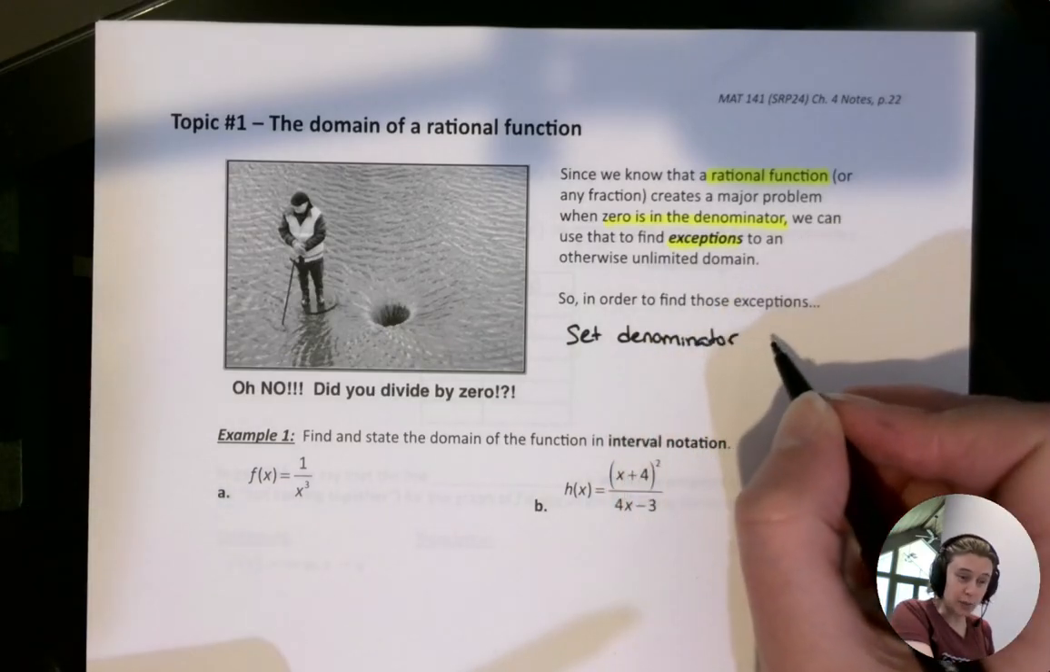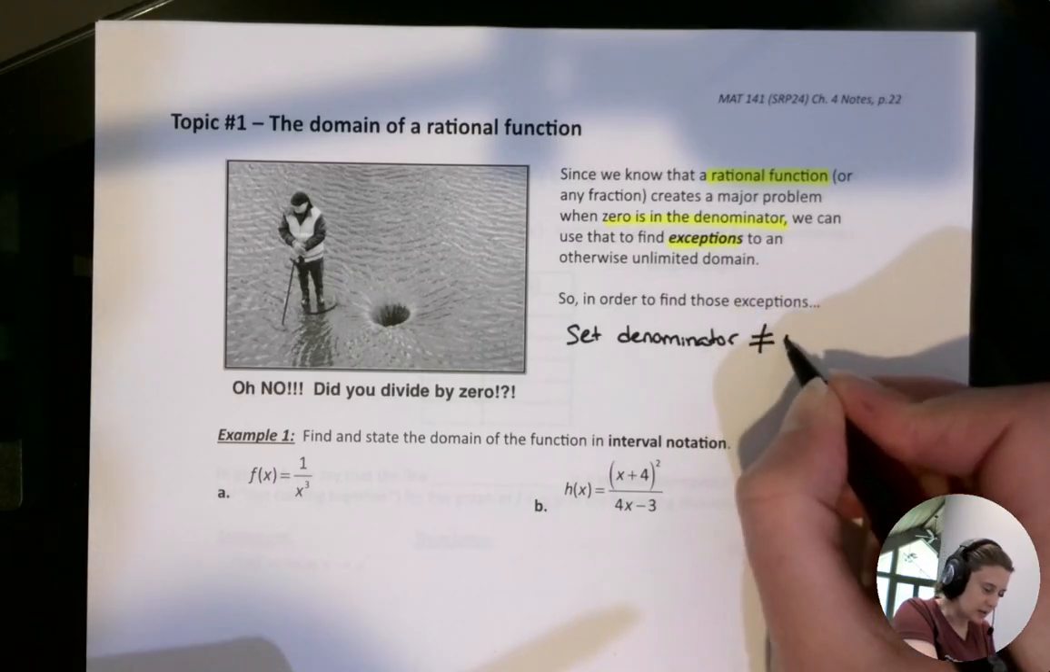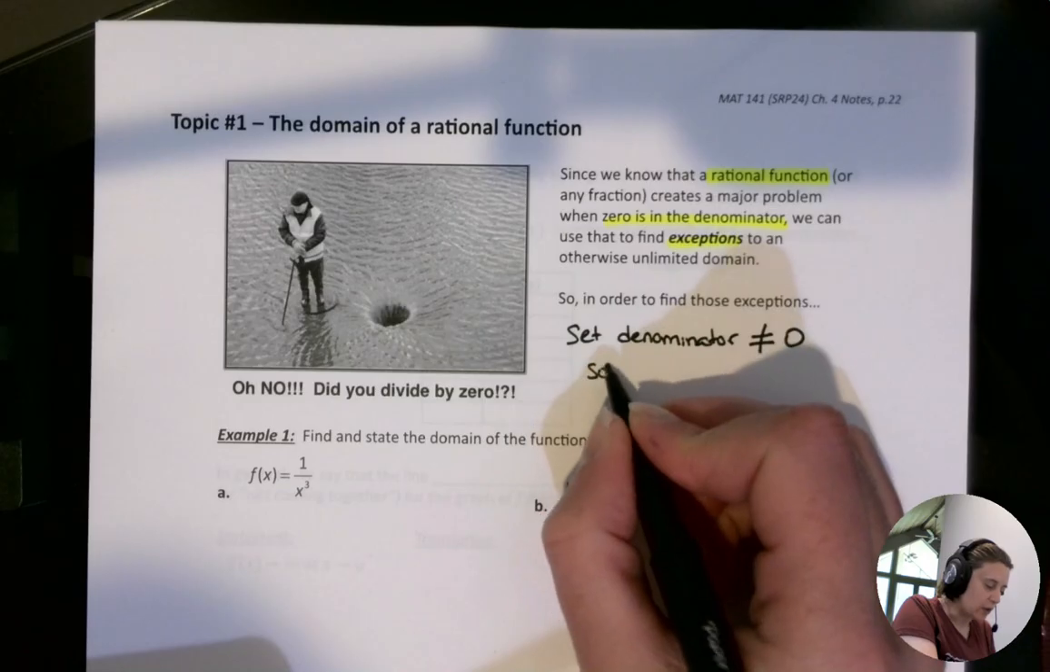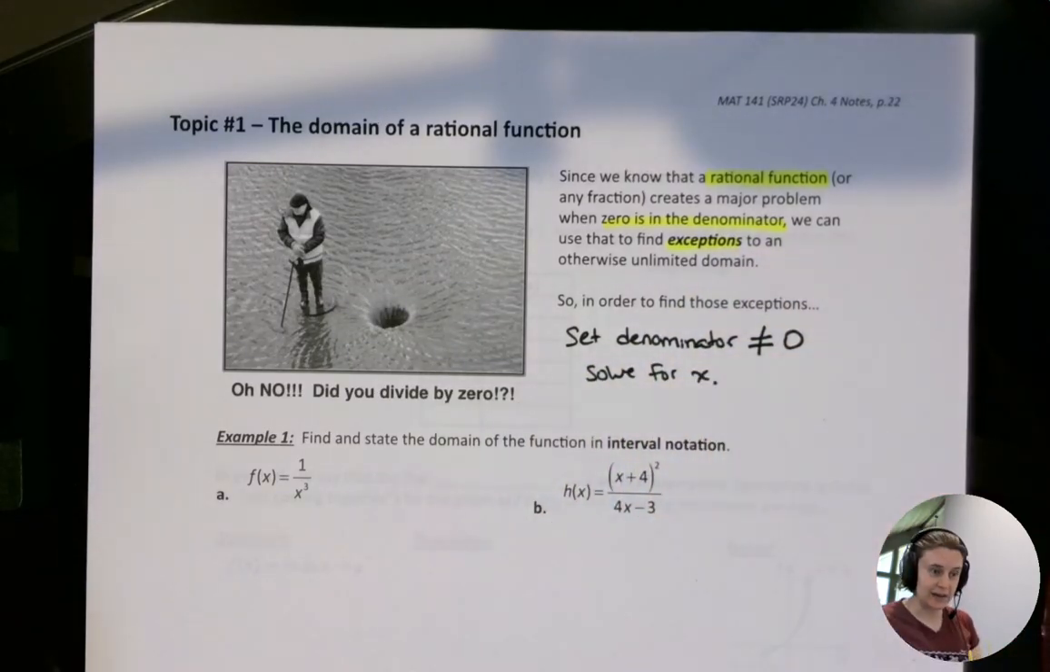We don't want it to be 0. We want to make sure that it's not 0. So set it not equal to 0, and then we're going to solve for x. Those are domain exceptions. We do not want there to be a 0 in the denominator.